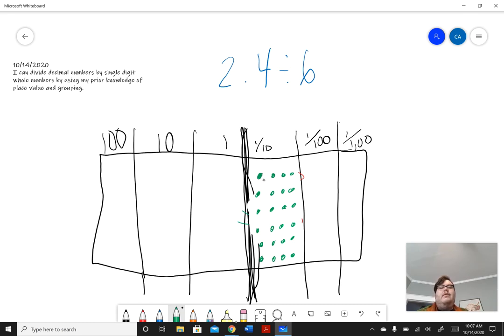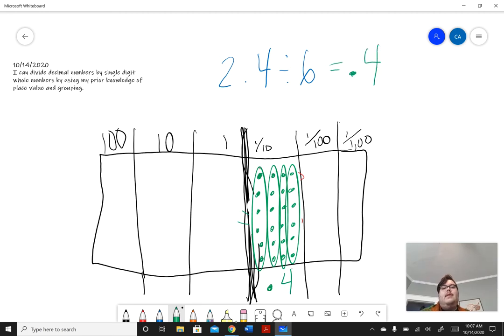Because we're putting them into groups of 6. Okay, so there's one group of 6, 2 groups of 6, 3 groups of 6, and 4 groups of 6. So we could say that 2 4/10 divided by 6 is equal to 4/10, because we had 4 groups.